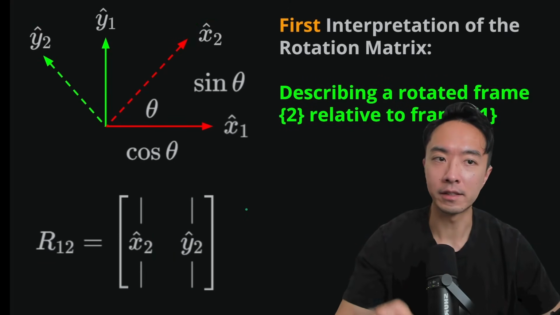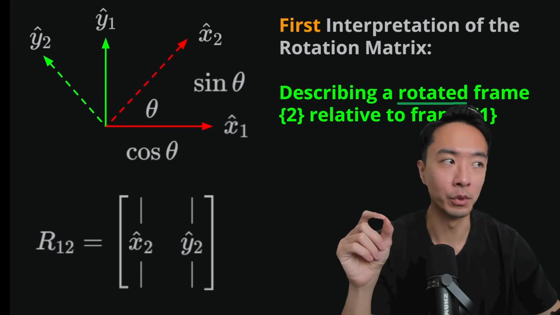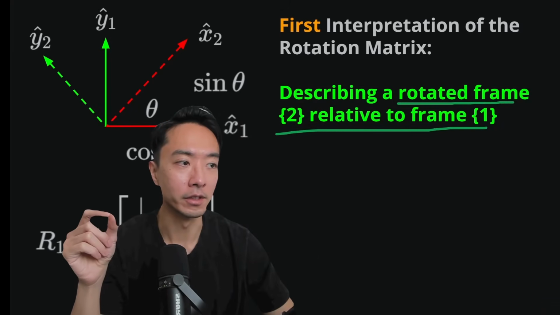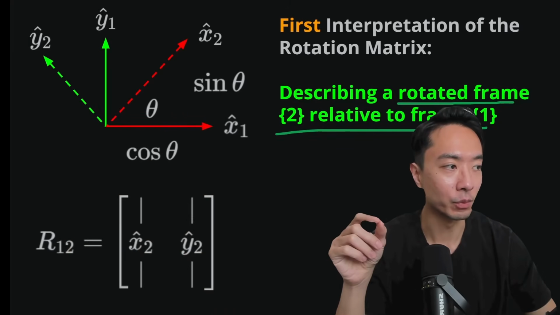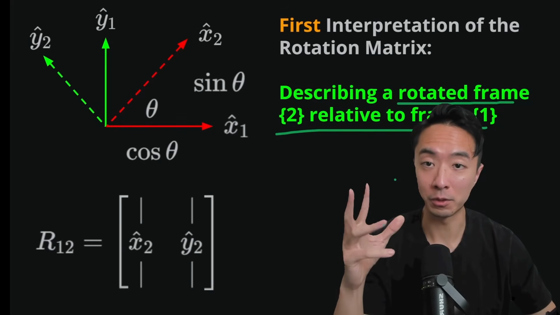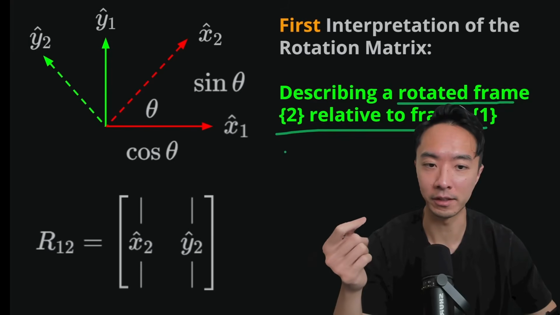Now, here is the first interpretation that we said, right? So describing a rotated frame 2 relative to frame 1. So this is how we've described this rotation, right? And this is one of the most common ways that we use the rotation matrix for interpretation, especially when we're dealing with different robotic frames that we'll see later on.